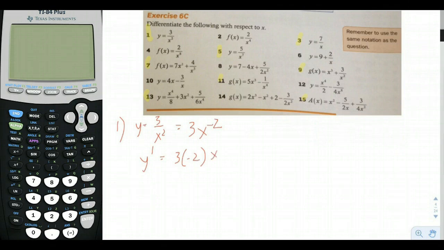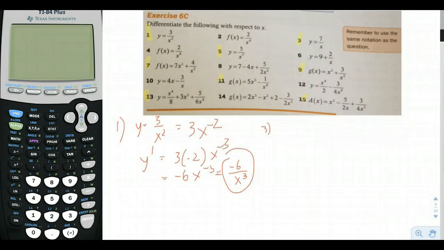Now when you subtract 1 off the exponent, it's not going to be negative 1, it's going to be negative 3, right? It's going to be 1 less, okay? So this is our result. It's going to be negative 6 x to the negative third. You can write that also as negative 6 over x cubed, okay? So that is the derivative of number 1.